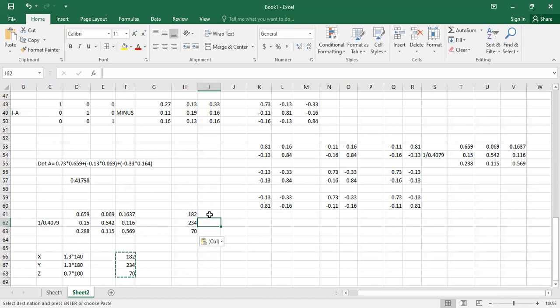Again, the multiplication rule applies. The number of columns in the pre-multiplier matrix should be equal to the number of rows in the post-multiplier matrix. You get the answer. Whatever you get is the total output with the new evaluated demand.